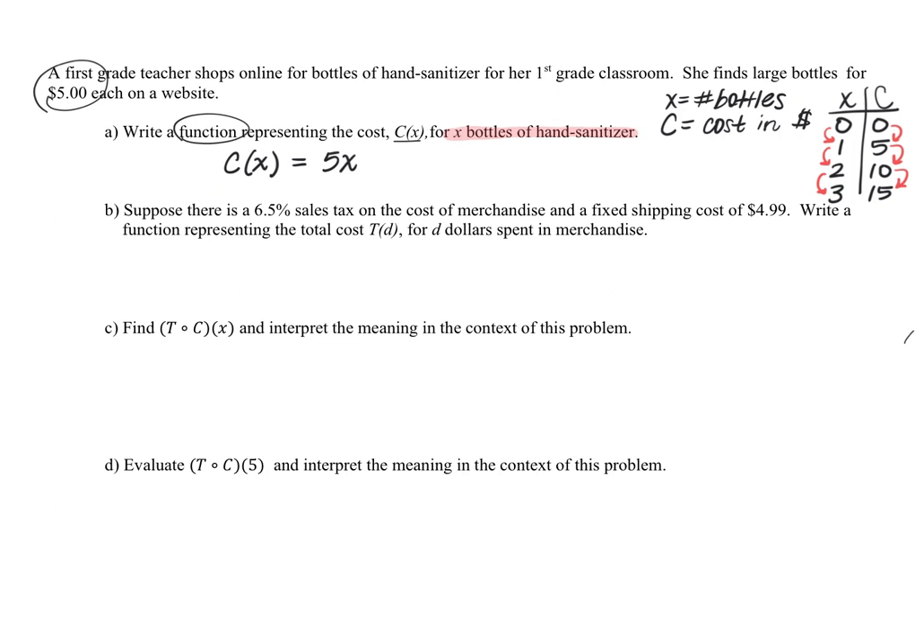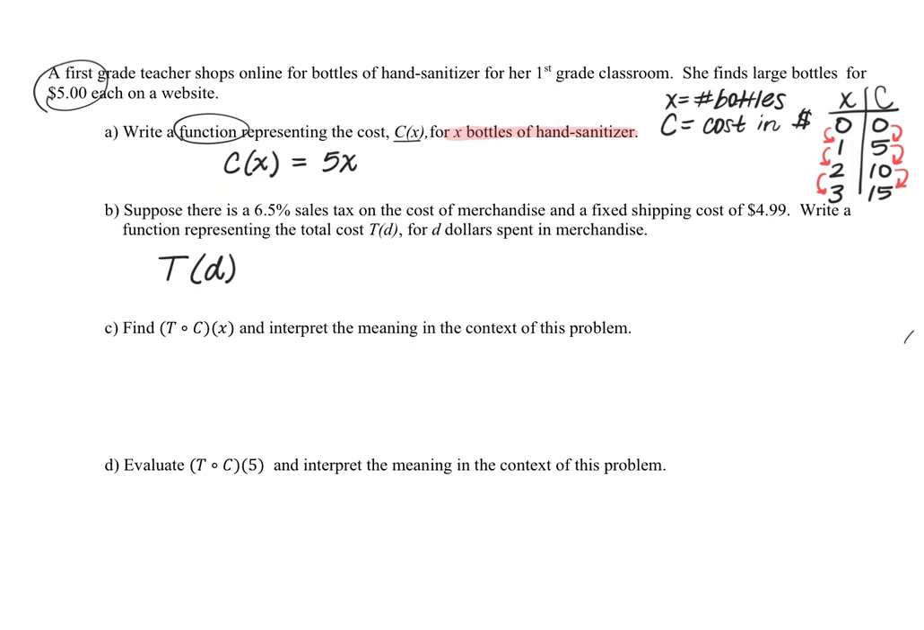Now part B is asking if there is a 6.5% sales tax on the cost of merchandise for this website, and there's a fixed shipping cost of $4.99, we'd like to write a function that represents the total cost, T, and that's T of D, where D is the dollars spent in merchandise. So now our function that we're writing is T for total cost, and it's T as a function of D being dollars. But now we need to take into account the fixed shipping cost and the sales tax.